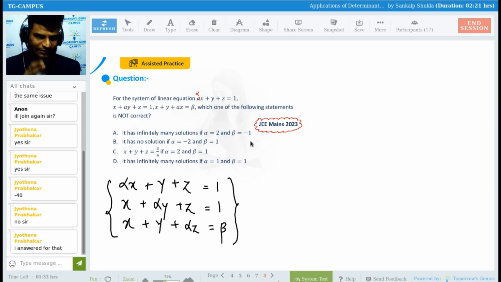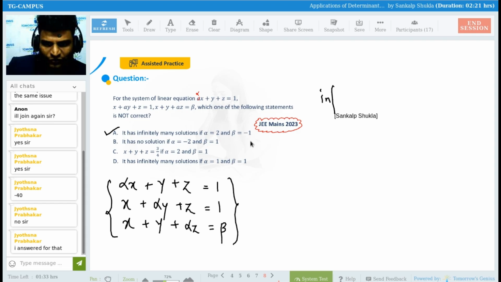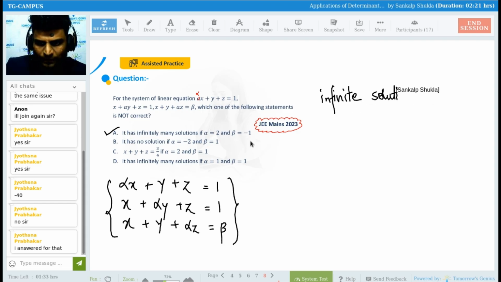So whenever a question is like that, which of the statements is not correct, what you have to do? You just have to execute the conditions given in the options. Now what is the first condition that is given in the option? It has infinitely many solutions. Now what do you mean by infinite solutions? Infinite solutions means D is equal to 0.